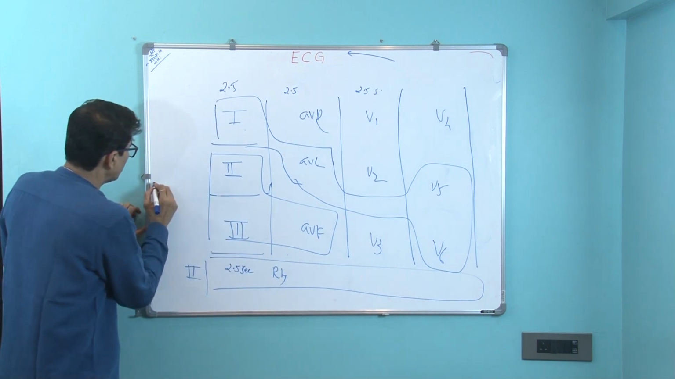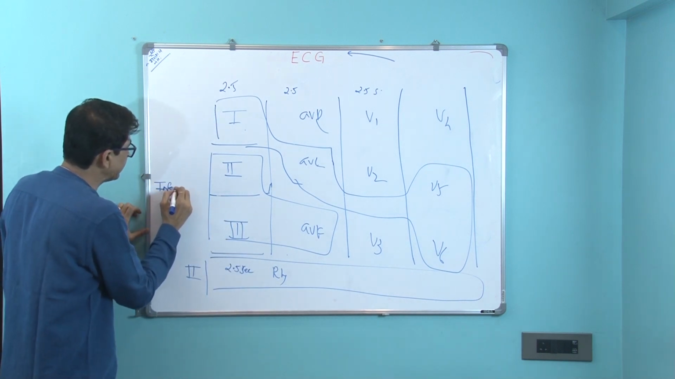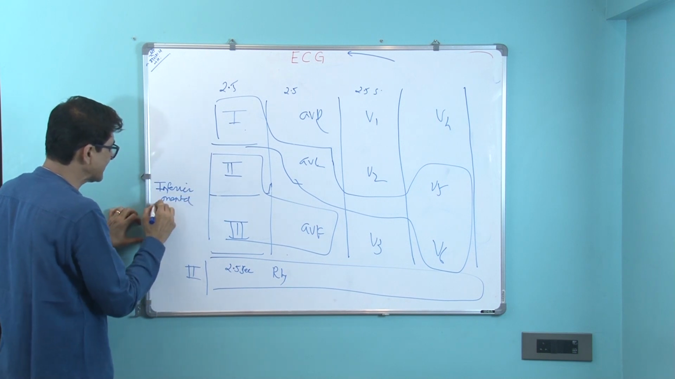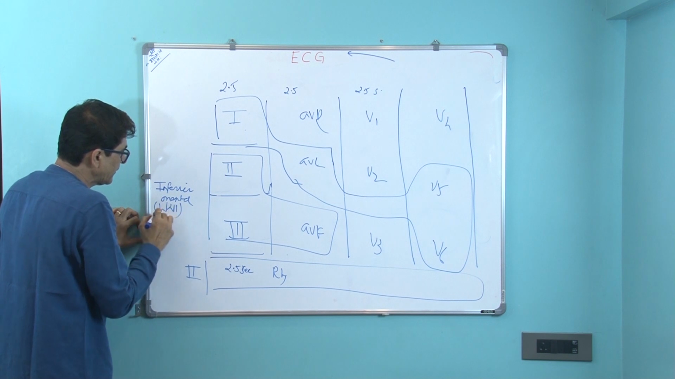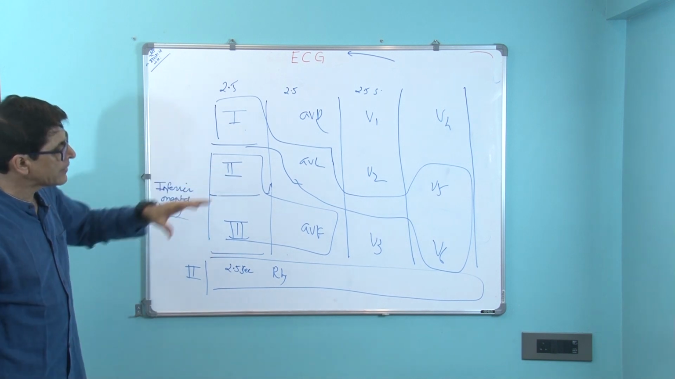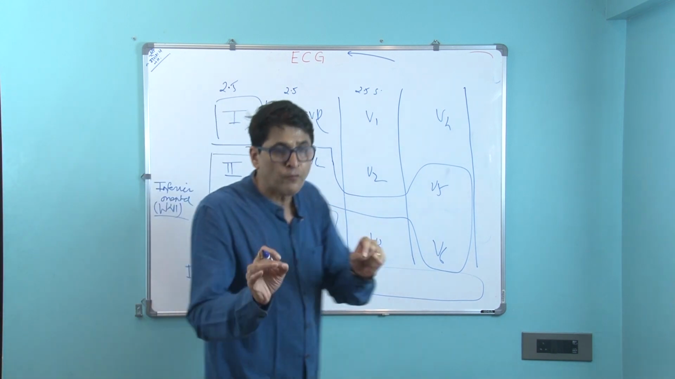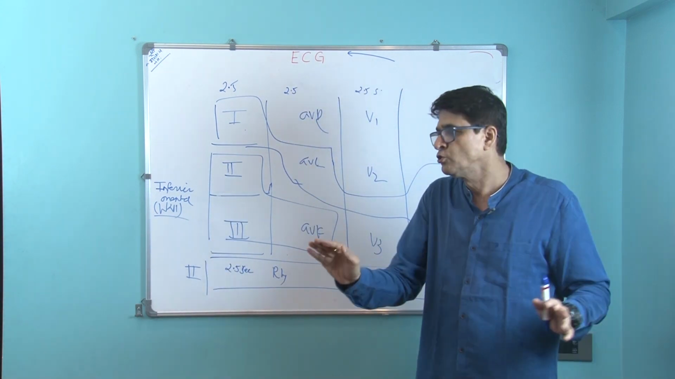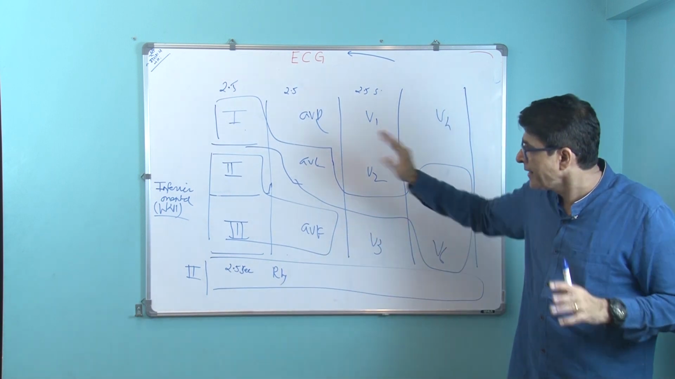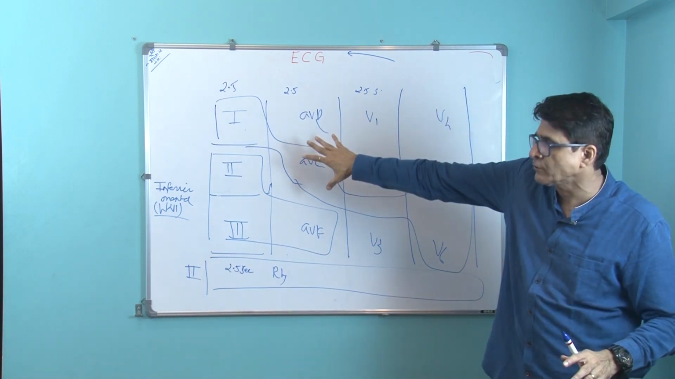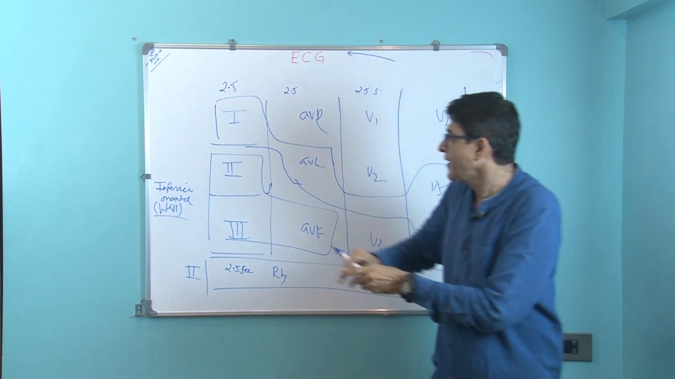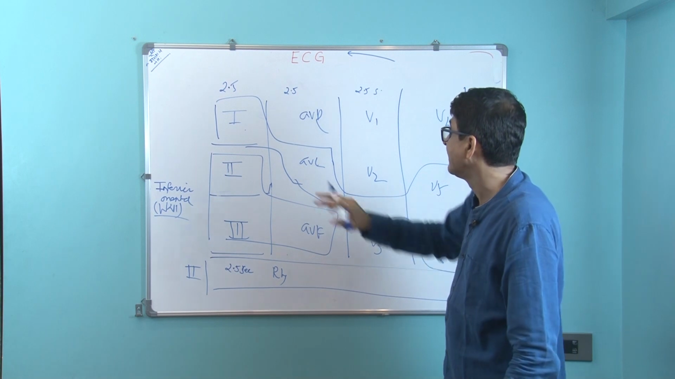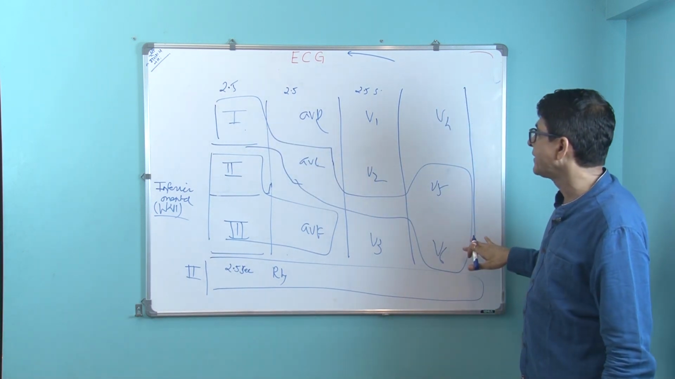So 2, 3, AVF are inferior oriented leads, the inferior wall of the heart. But when we call anterior wall, inferior wall, this always pertains to the left ventricle. There is no right ventricle here, unless I talk about a right ventricular lead. When I say inferior oriented, it means the inferior wall of the left ventricle, likewise the lateral wall of the left ventricle.